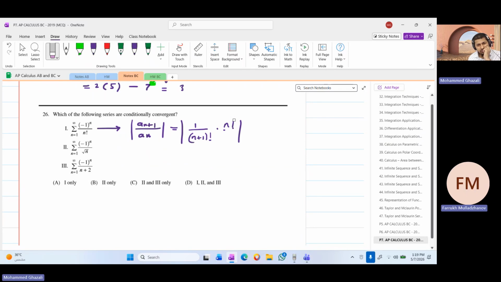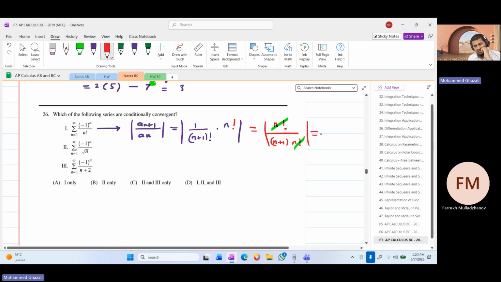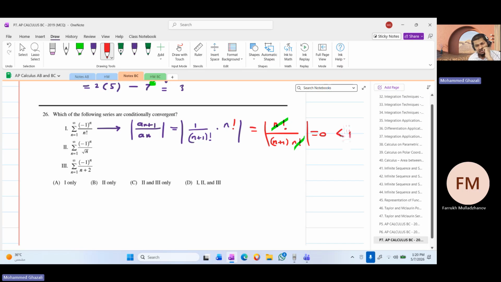That's n factorial. Remember, n factorial I will leave as it is, and the bottom will become (n plus 1) times n factorial, absolute value. Now the n factorial cancels out. The limit as n approaches infinity will give you 0. 0 is clearly less than 1, so it converges absolutely. It is absolutely convergent, so you know it is guaranteed to converge.